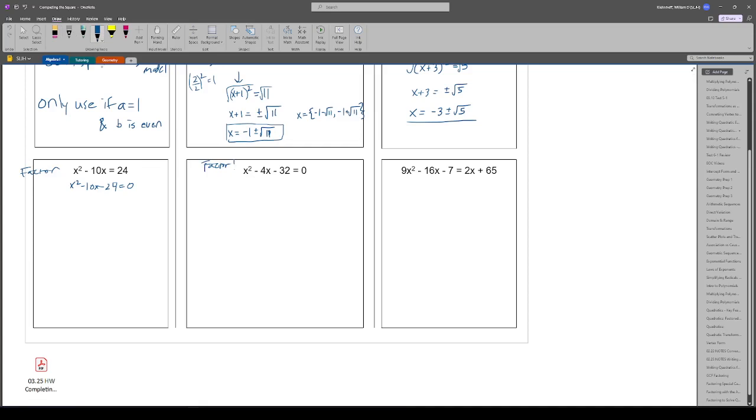And the last one, we have 9x squared minus 18x, and then subtracting 65, we get minus 72. So that's x squared minus 2x minus 8 equals 0. So that one we have negative 4 times positive 2, so this one also factors.